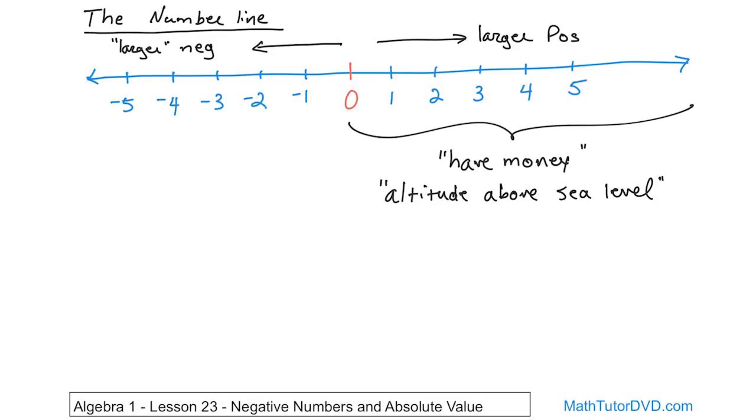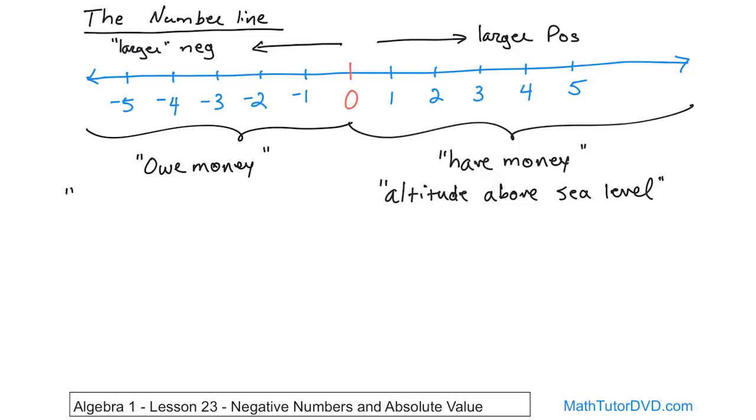If you have $2 in the bank, that's +2. If you have $5 in the bank, that's +5. If you're 16 feet above sea level or above the ground, it's +16. So these numbers are going to be similar here. So what we're going to do is say these represent, for instance, if you're talking about money, when I owe you money. Okay? And I'll talk about that in a second.